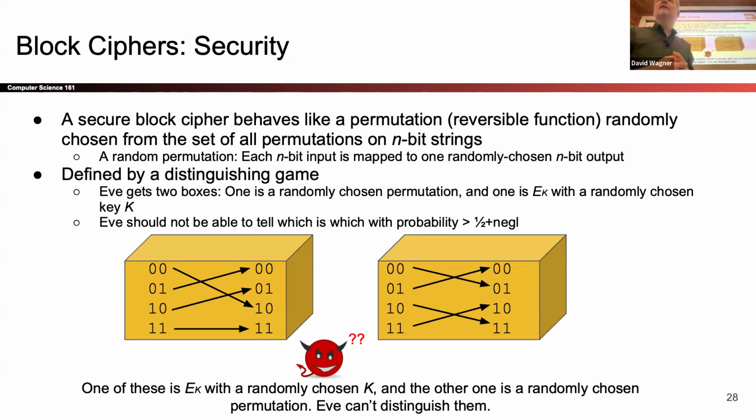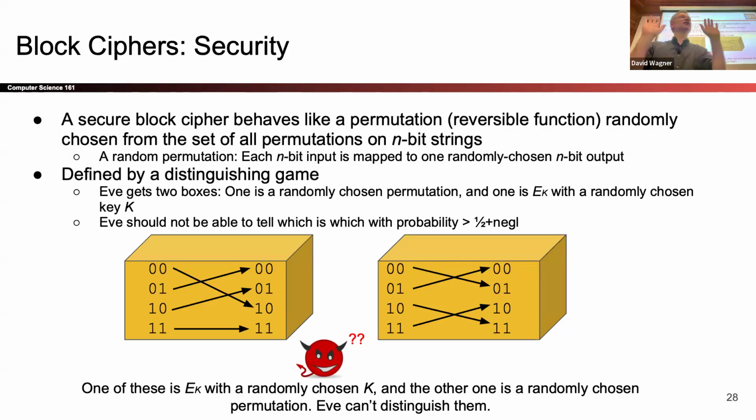And then uses those permutations as the encode and the decode operation. It's not actually how block ciphers are defined, but what we want is something as good as if you did that. If you did that, that would be good from a security perspective. And we want something that's as good as that.